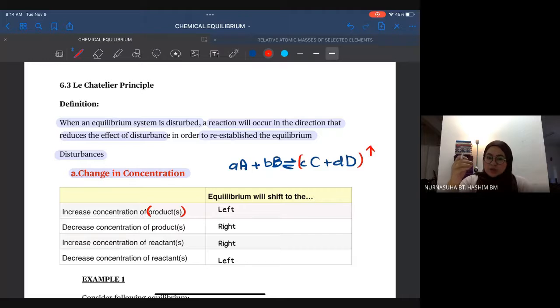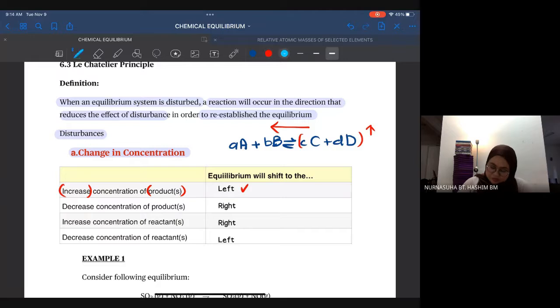Sistem ni dia akan cuba kurangkan balik. Awak tambah concentration of product kan? Sistem tak seimbang. So untuk seimbang semula, dia akan kurangkan balik the concentration tu by shifting to the left. Okay, by shifting the equilibrium to the left.